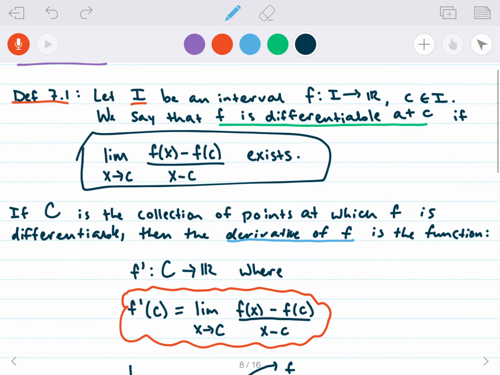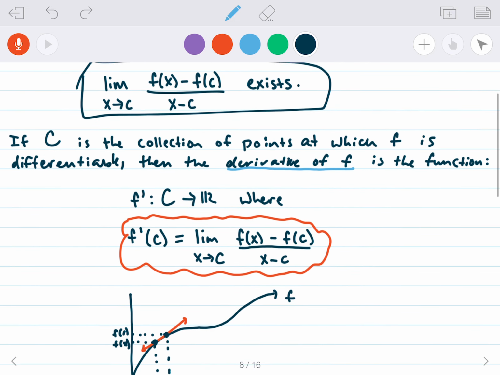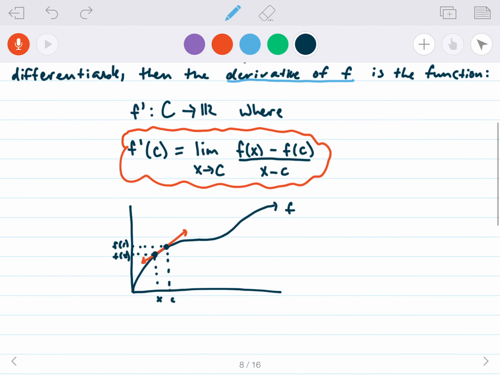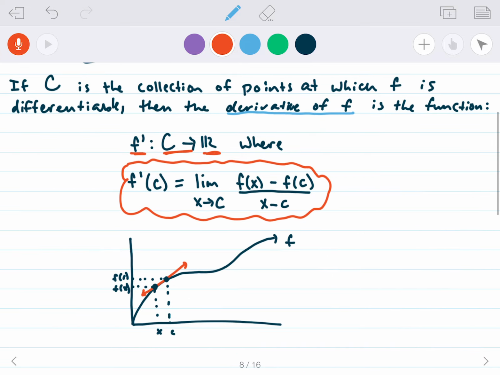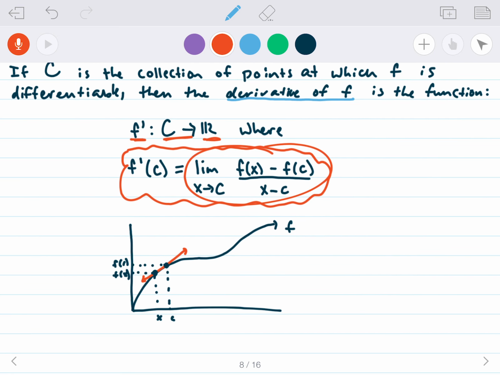That's the idea here. And so we say if c is the collection of points at which f is differentiable, then the derivative of f is the function f prime going from the set c, where c is the points that are differentiable, to the real numbers, where f prime of c is going to be this limit. Okay, so that is the definition that you give your students, and they hate you for it, but let's see how we can use this to prove some results.